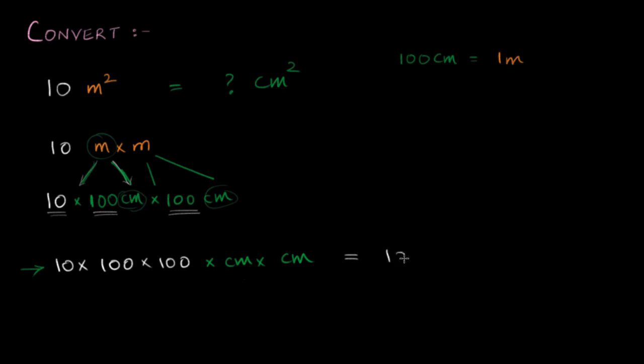So this is 1, 0, 0, 0, 0, 0, five zeros. Centimeters squared. And how much is that? That's 1 lakh centimeters squared. So 10 meters squared is 1 lakh centimeters squared.